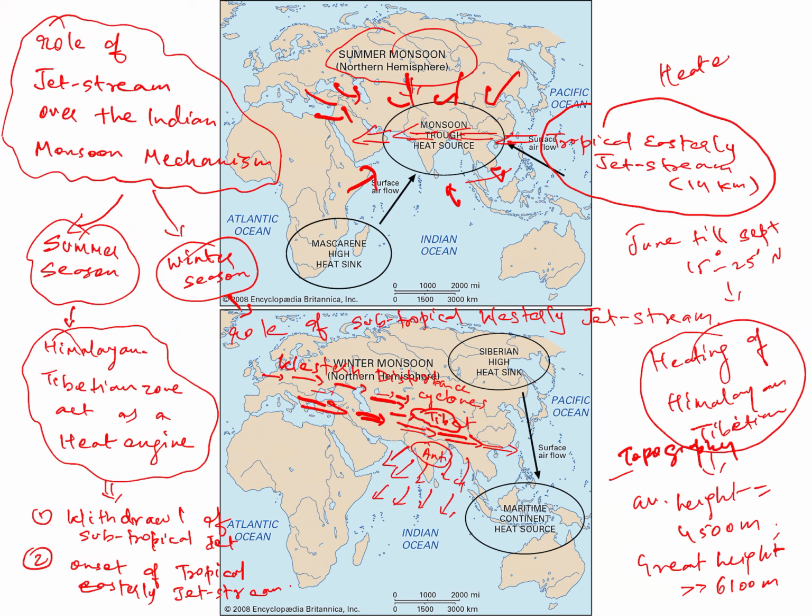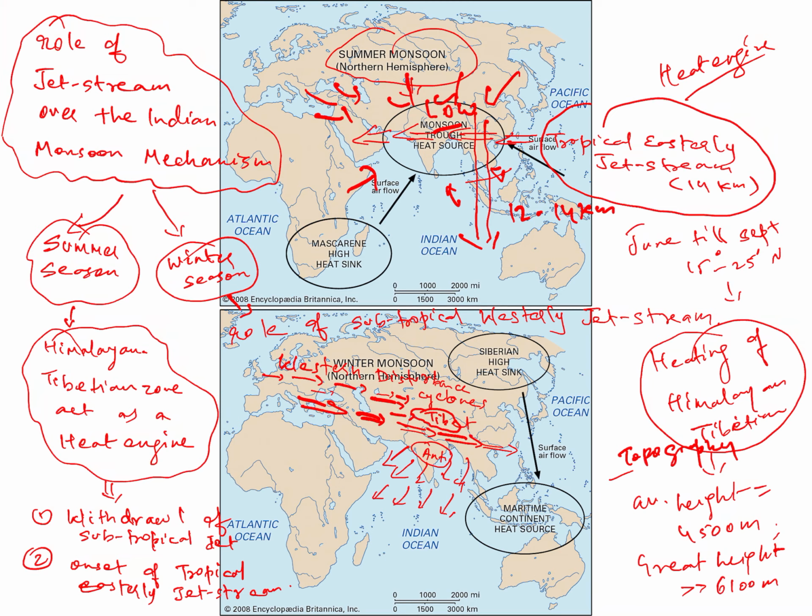Because this heat engine gets activated, it produces low pressure over the Himalayan Tibetan zone, and this low pressure produces the jet stream, which starts moving from the Himalayan Tibetan zone in the upper atmosphere toward the southern Indian Ocean. Now, if you think of this very simply, the jet stream is in the upper atmosphere at a great height, 12 to 14 kilometers. It is moving from north towards the south, or towards the equator.